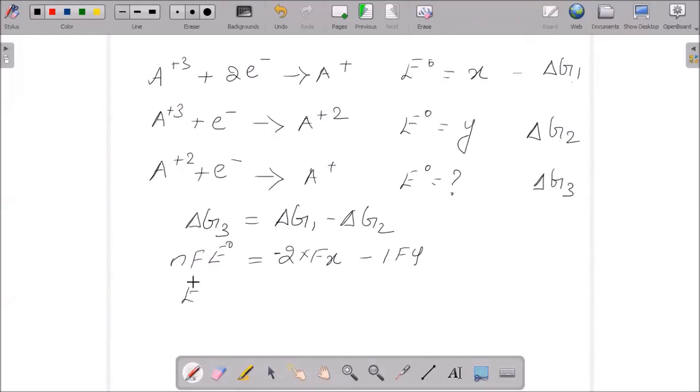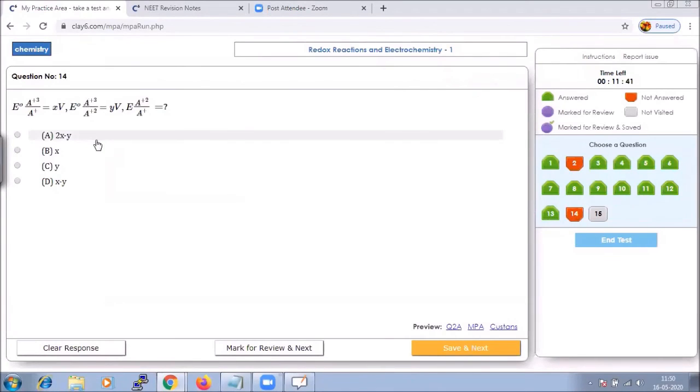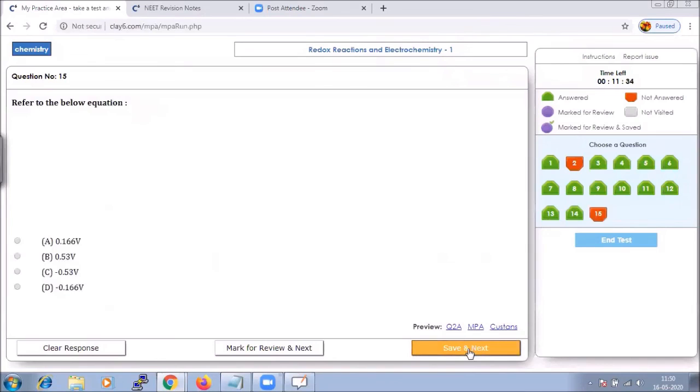So, if we want to calculate E naught of Al2+ to Al+, we will get it as 2X minus Y. So, 2X minus Y. When we say it as minus nFE, this will be a minus value, hence this will become plus. So we are getting the negative of that. So you will get the answer as 2X minus Y. Hence it is just a rearrangement, how we reach this. All the values they have given and we have to rearrange and arrive at this value. Let us save that and go to the next.